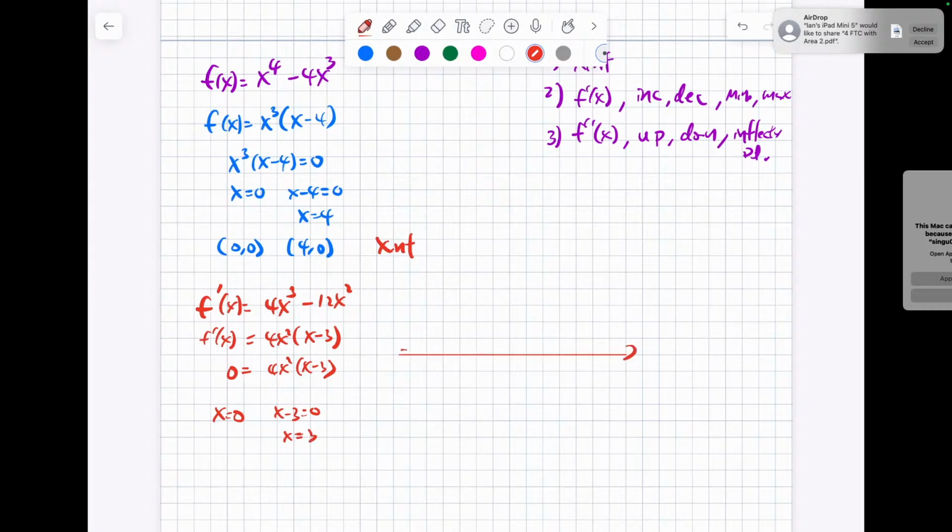So I'm going to base it on that: 0 and 3. And there's a 4x squared, so it doesn't matter what I plug in, it's always positive. x minus 3 is going to be negative, negative, positive. So it's positive, negative, negative: decreasing, decreasing, and increasing. Is that okay?